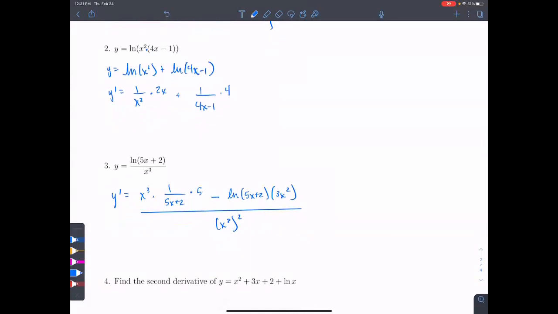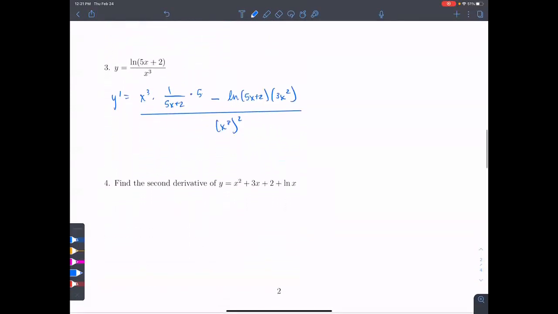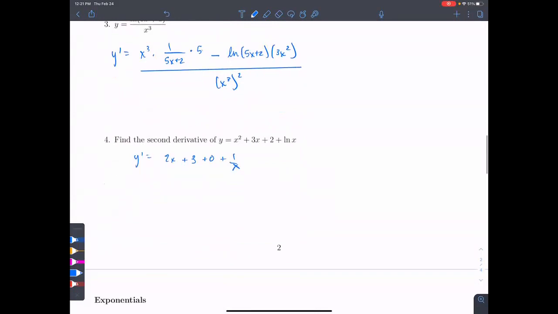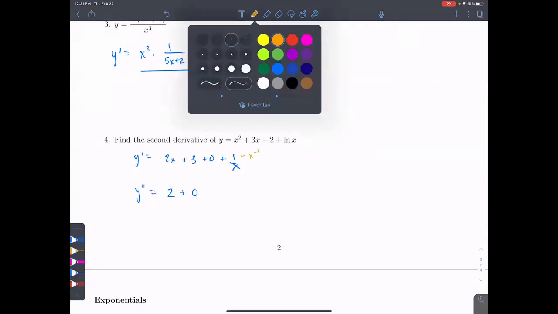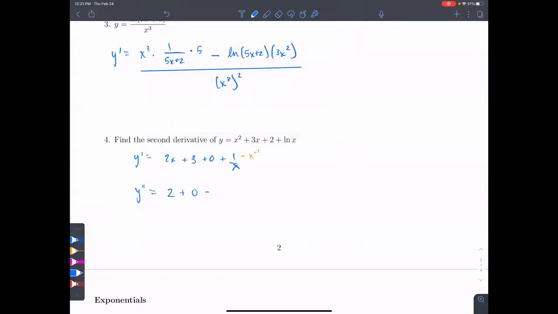Okay. Number 4, we're going to find the second derivative of this thing. I'm going to do this in pieces. So y prime is 2x plus 3 plus 0 plus 1 over x. And then y double prime would be 2 plus 0. This is the same thing as x to the negative 1. So the derivative would be exponent down front, so the negative, decrease it by 1. So you're looking at 2 minus x to the negative 2. And that's y double prime.